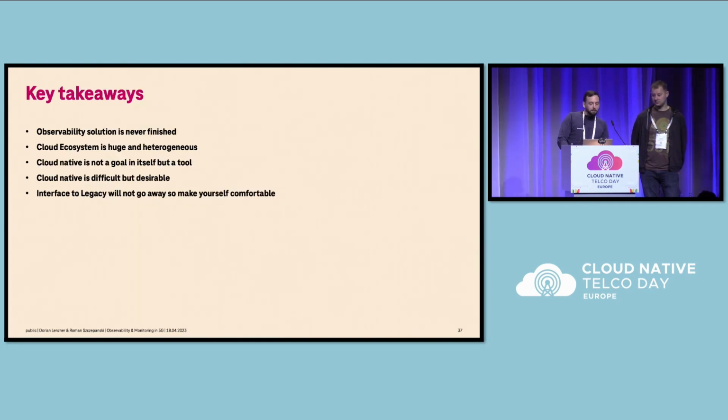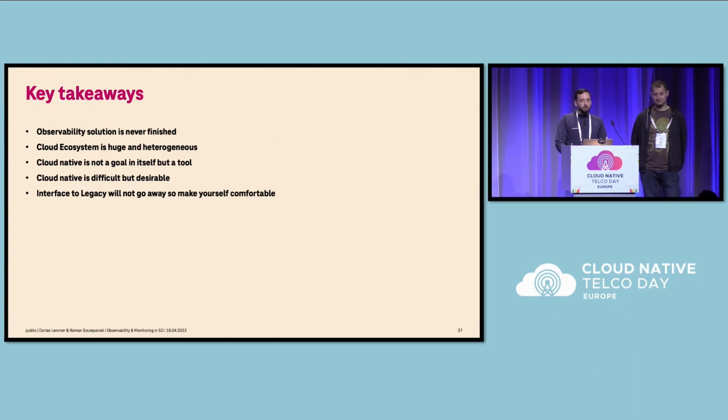So, some key takeaways. Observability is never finished. This was the main topic, right? Let's see how far we will go and where it will bring us. And the cloud ecosystem is huge and heterogeneous. We have, I don't know, hundreds of pods, different kinds of software, some proprietary, some open source. Some of them have problems, some introduce new problems, some fix old ones. Who knows? There's always a big change.